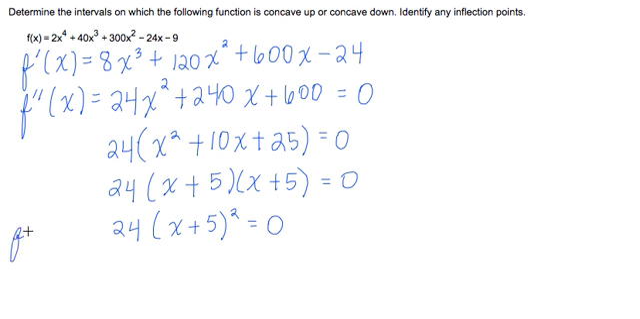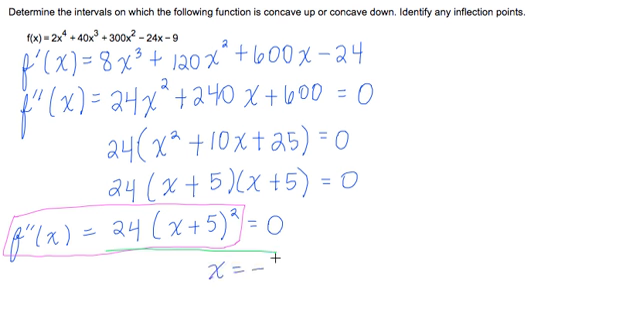Okay, and that's still the second derivative. I haven't changed anything. I even carried the 24 along the whole way. So I'm going to circle that because I'm going to plug into that version of the second derivative when we go to test concavity. Now, solving this equation, we divide both sides by 24, so that goes away. Take the square root of both sides, that goes away. You get x plus 5 equals 0. So x equals negative 5 is my only possible inflection point.